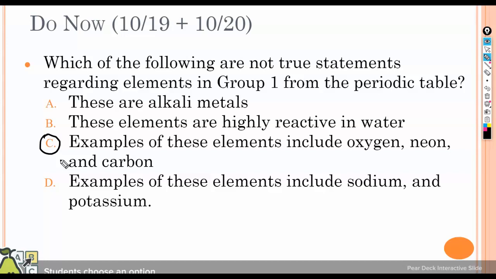And group 1 is in the very far left-hand column of the periodic table, and group 1 does include sodium and lithium and potassium and cesium and rubidium, just to name a few examples. Oxygen, neon, and carbon all appear elsewhere on the periodic table besides group 1. Okay, so hopefully you answered that question correctly using your notes.